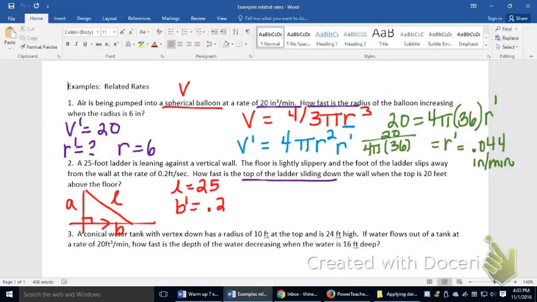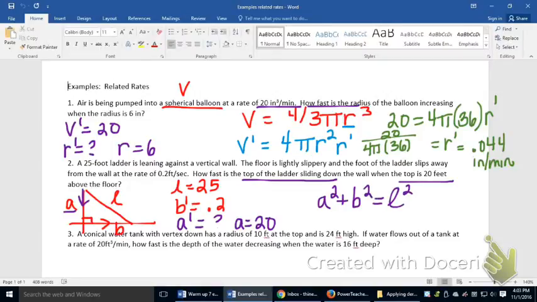How fast is the top of the ladder sliding down the wall? It's asking about A because the ladder's coming down. So it's asking about A prime. And then it says when the top is 20 feet above the floor. So it's telling me that A is 20. Now, I need to come up with some kind of formula that relates A and B and L. The formula I can think of would be the Pythagorean theorem. So we'll have A squared plus B squared equals L squared.